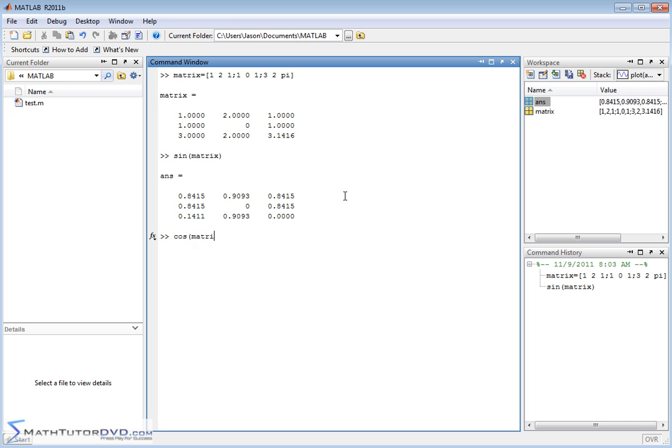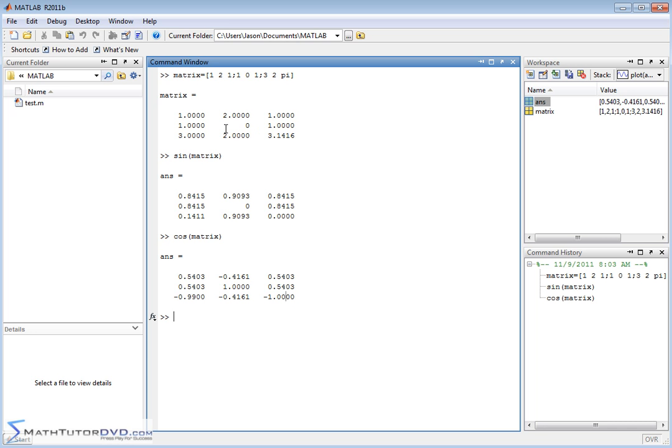And if you do the cosine, then you have the same thing. Cosine of pi, this was the original matrix, is -1. So you can kind of see it functioning. These other numbers, 1, 2, 1, are all treated as radians. So this is 1 radian, 2 radians, and so on.